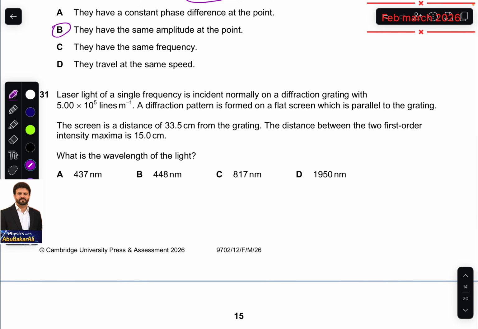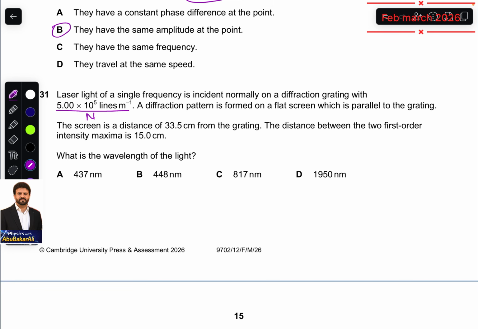Question 31. Laser light of a single frequency is incident normally on a diffraction grating with this many lines per meter. So here you have the n. A diffraction pattern is formed on a flat screen which is parallel to the grating.